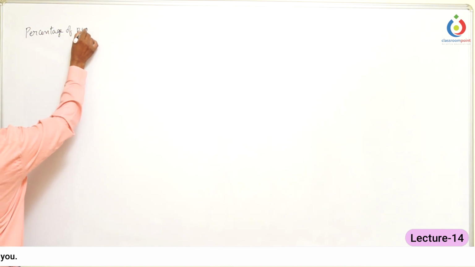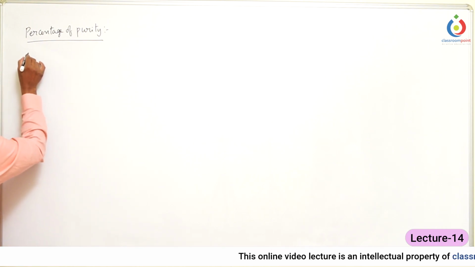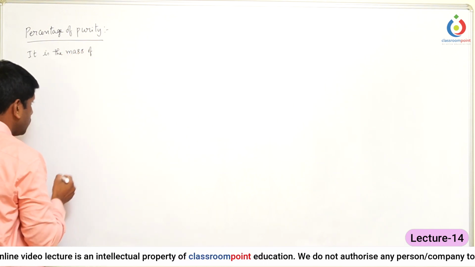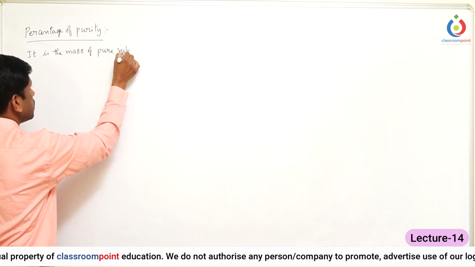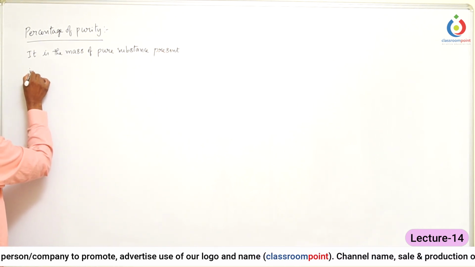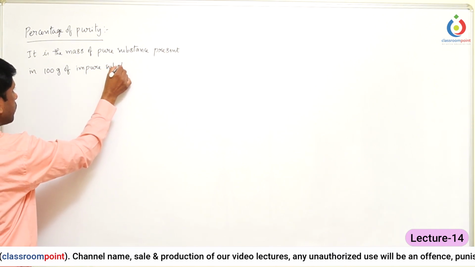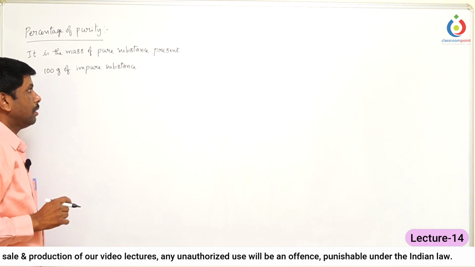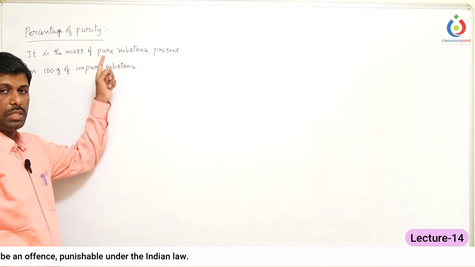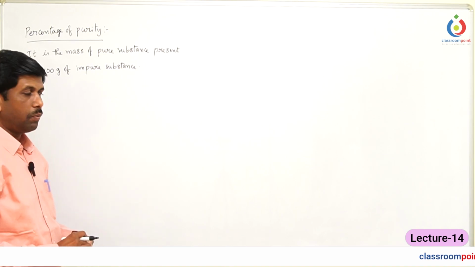Percentage of purity. The definition of this percentage of purity is, it is the mass of pure substance present in 100 grams of impure substance. For example, in 100 grams of impure substance, if the pure substance is present 80 grams, then its percentage of purity is 80%.